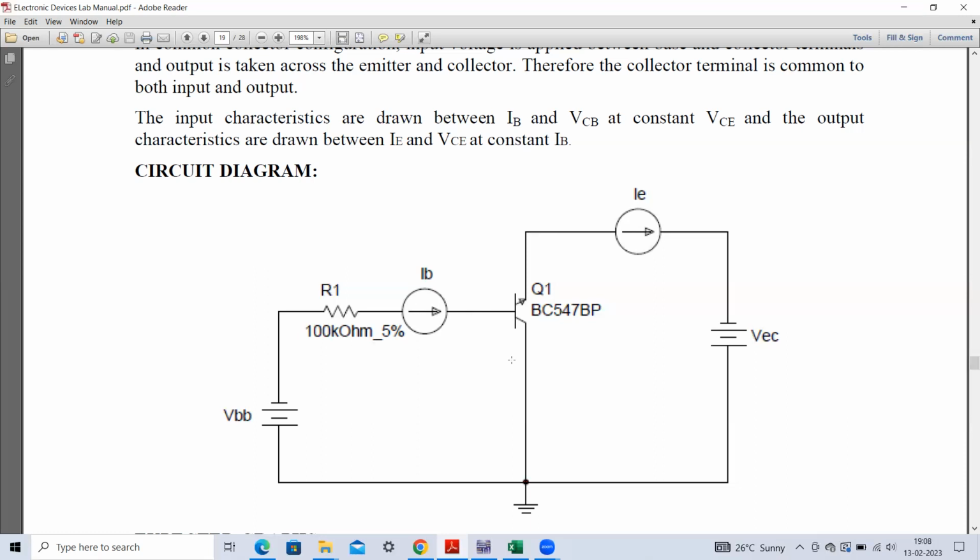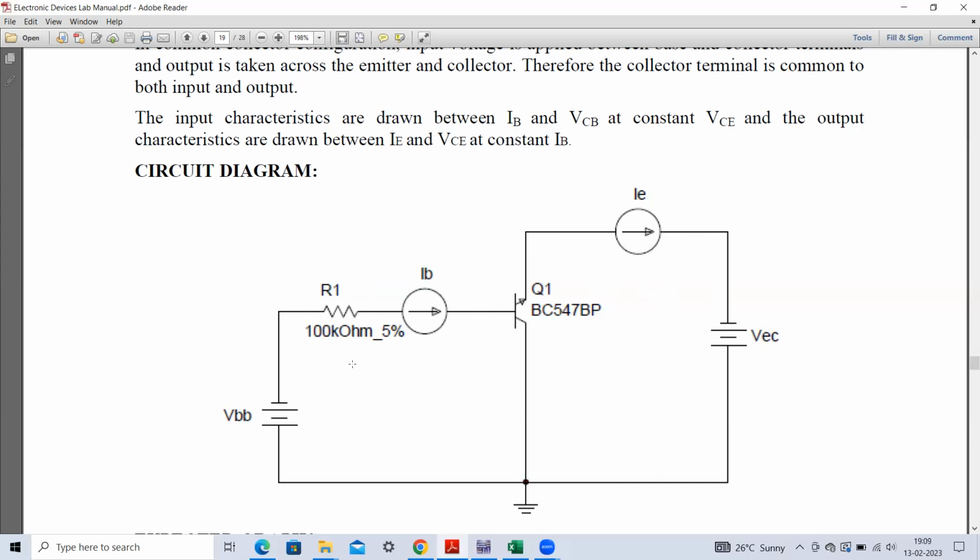Here you can see in the common collector configuration, this collector terminal is common to both the input loop as well as the output loop. In this input loop, we have to connect one resistance of 100 kilo ohms. And in the output loop, we have not connected any resistances. However, you can connect any small resistance in the circuit if needed.